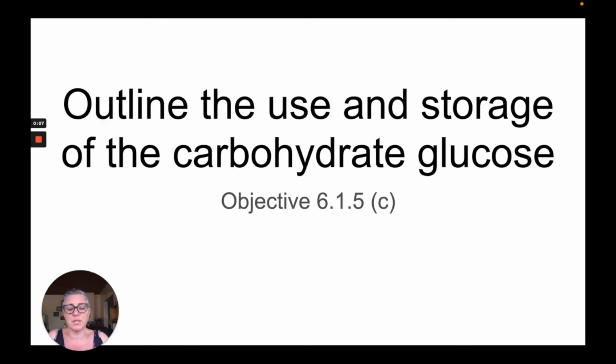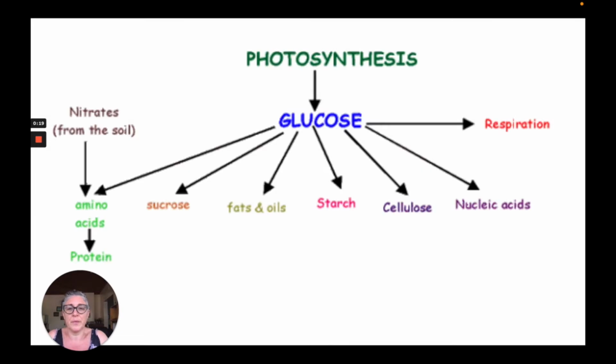This video covers the IGCSE Biology Objective 6.1.5c on the 2025 CAIE syllabus to outline the use and storage of the carbohydrate glucose. So again, we have our diagram, but in this particular case, we're going to strictly be talking about respiration and how it relates to the use of glucose.